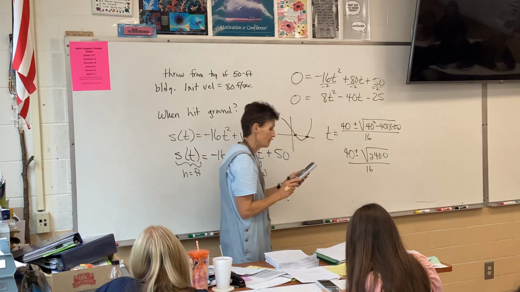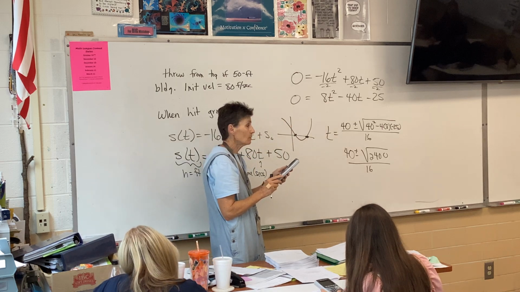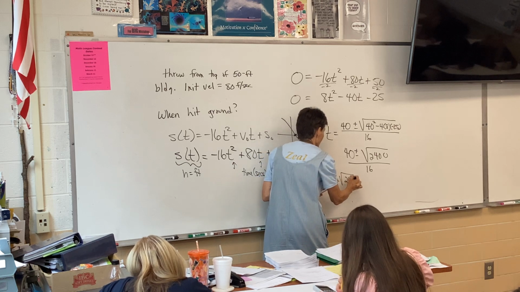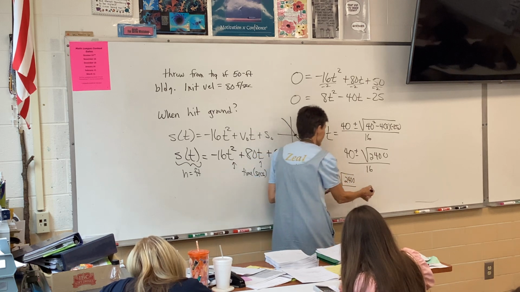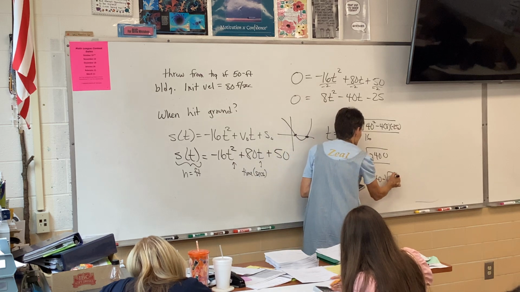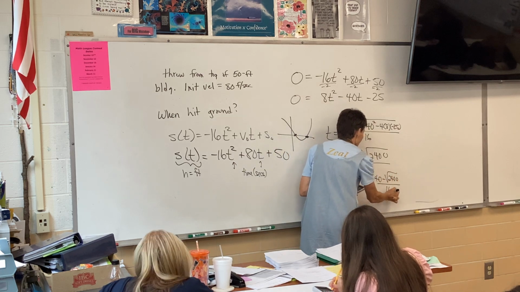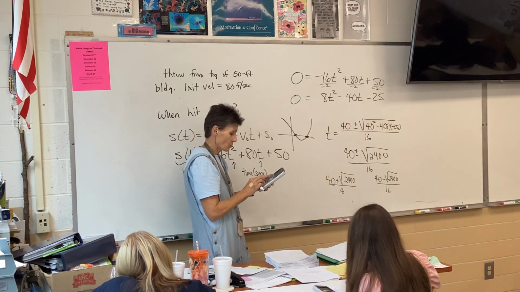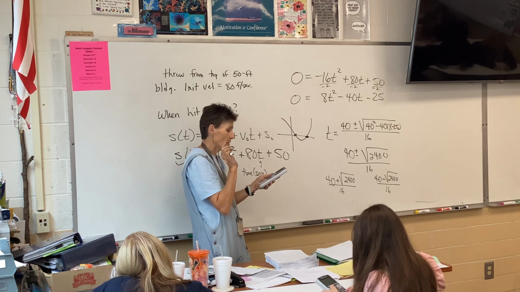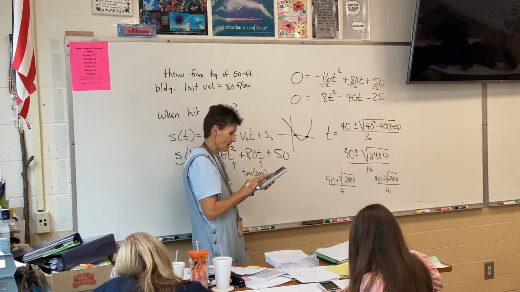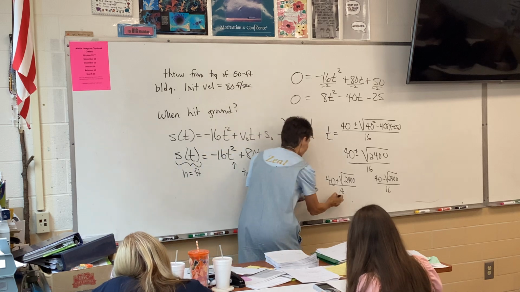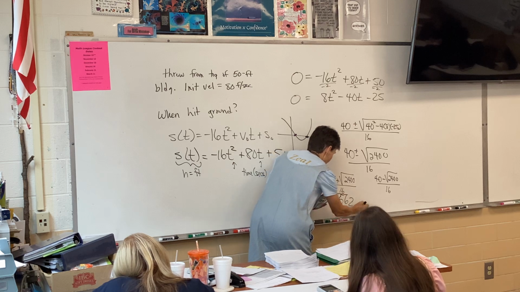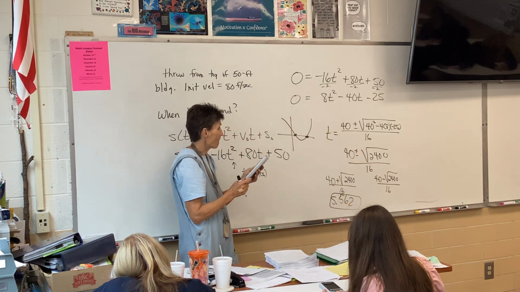Anybody else get that? Underneath that radical? So then I'm gonna do 40 plus the square root of 2400 divided by 16, and 40 minus the square root of 2400 divided by 16. 40 plus the square root of 2400 equals, gotta hit equals, divided by 16. I got 5.562. Anybody else get that?